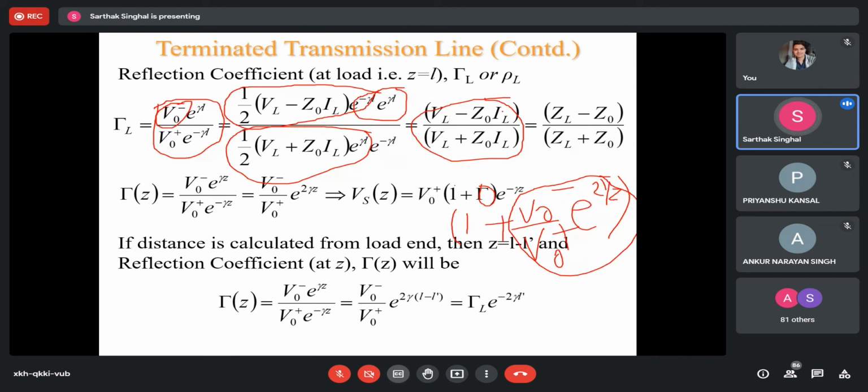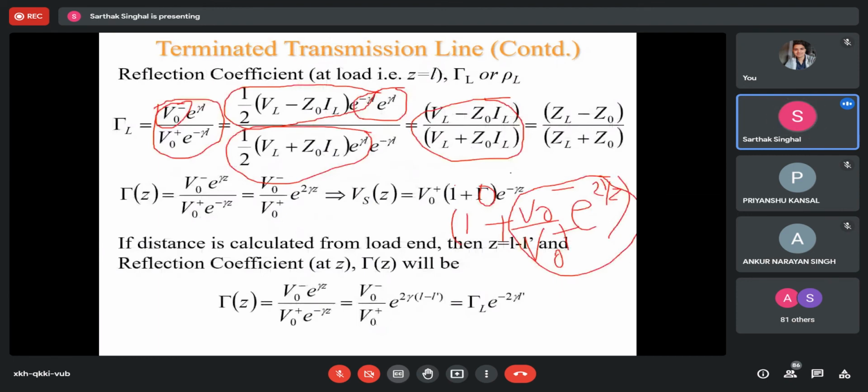And if I divide both the numerator and denominator by IL, what will be the term? VL upon IL, which will be given by ZL minus Z0 upon ZL plus Z0, right? So this is the reflection coefficient equation for a transmission line.